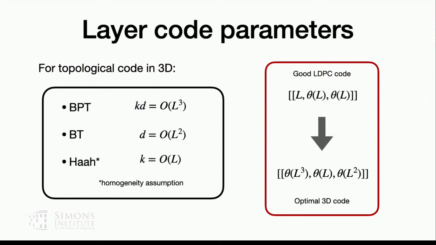All right, so what are the parameters? If you plug in a good LDPC code, the claim is you get something that fits in a grid, so it's going to be L cubed. The number of encoded qubits is going to be, at max, you could see it was L.